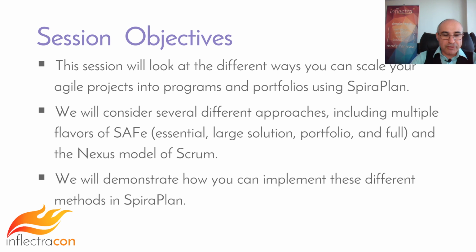We're going to look at a few different approaches, including both SAFe, or the Scaled Agile Framework, and that has several flavors that we'll look at, as well as the Nexus model of Scrum, which is another common model for scaling Agile projects. There's also another model called the Scrum of Scrums that we'll also touch on as well. And we'll demonstrate how you can implement these different methods in SpiraPlan.